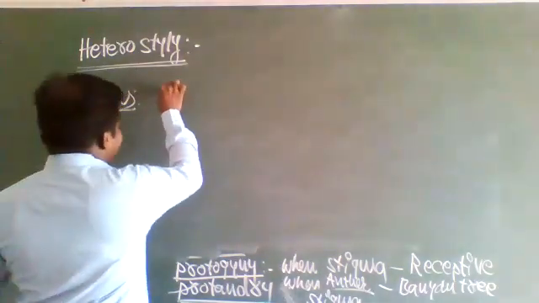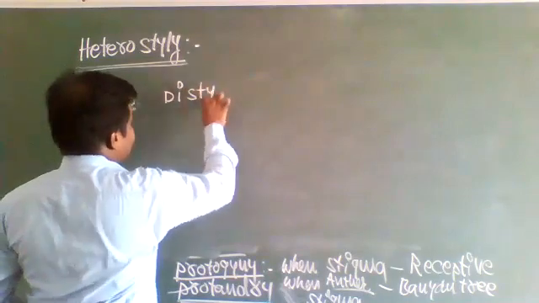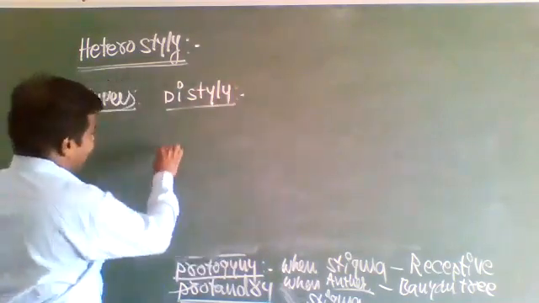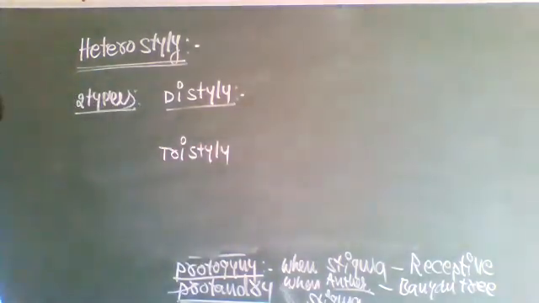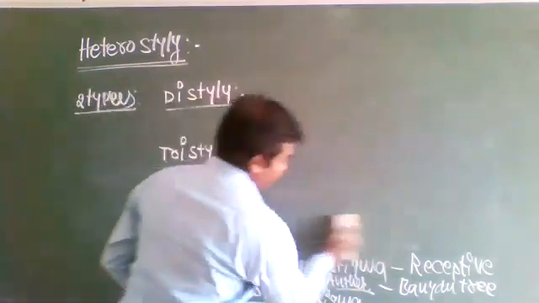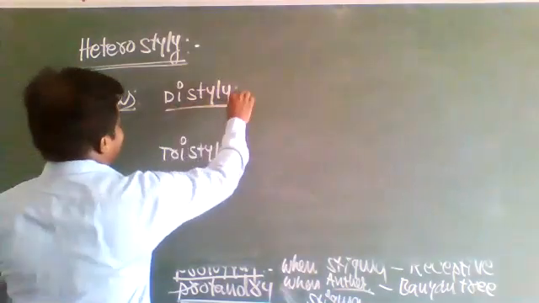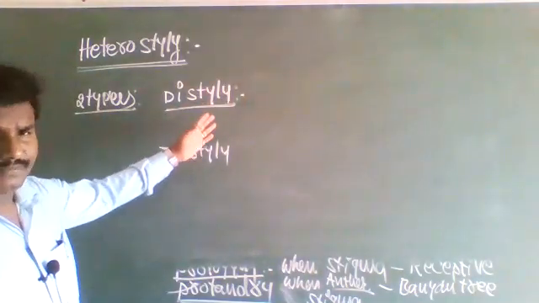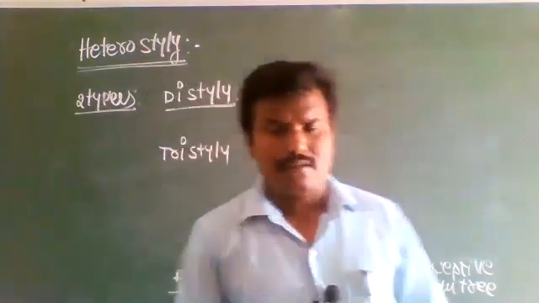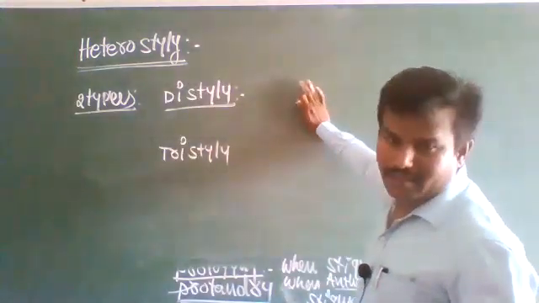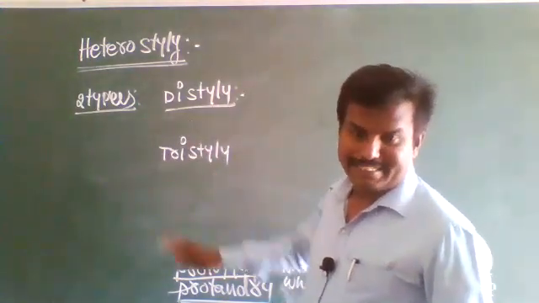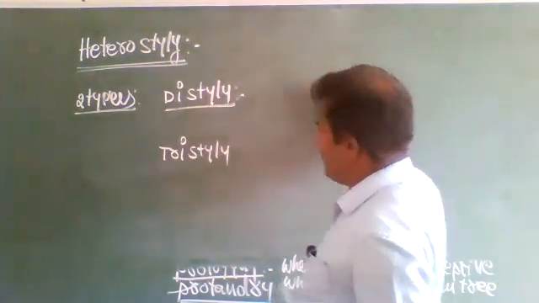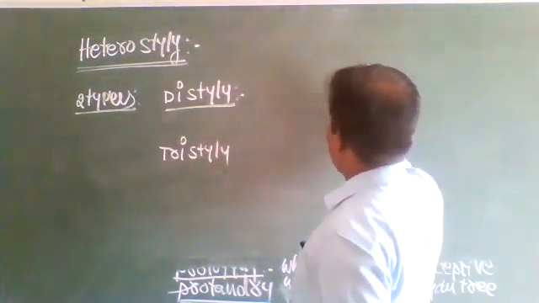One is distyly, another one is tristyly. Distyly and tristyly. See, distyly: in this one, two flowers are located. The two flowers are located, that is called distyly. In this one, three flowers are located. That's why it is called tristyly. Distyly, in this one, two flowers are accommodated.